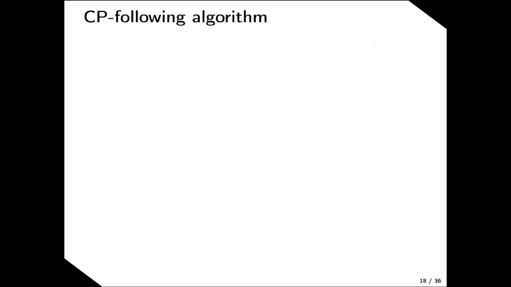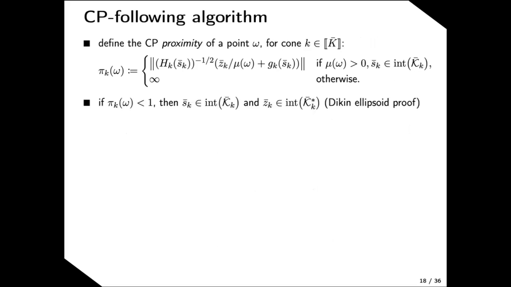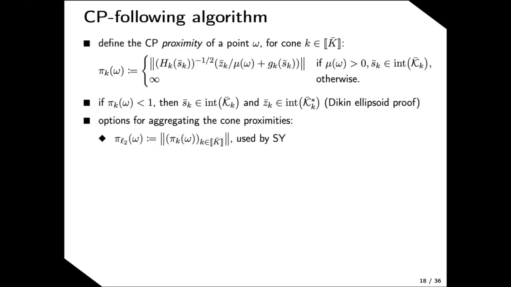So now we're going to define a function that gives us the proximity of a point omega to the central path for each cone k. And we call that pi sub k of omega. It turns out that if this is less than 1, then s_k and z_k belong to the cones. So this is via a Dikin ellipsoid proof. So that kind of ensures interiority, at least for index k. Now, we can think of some different options for aggregating these proximities, pi 1 to pi k. First, and this is what SY does, an L2 proximity.